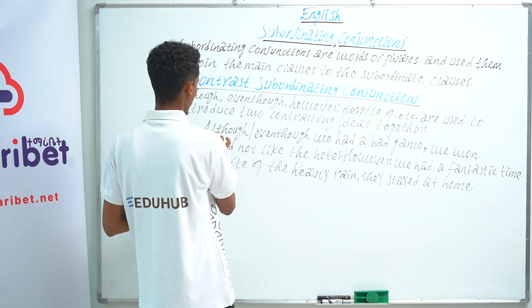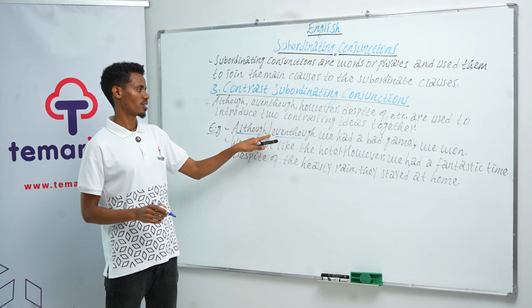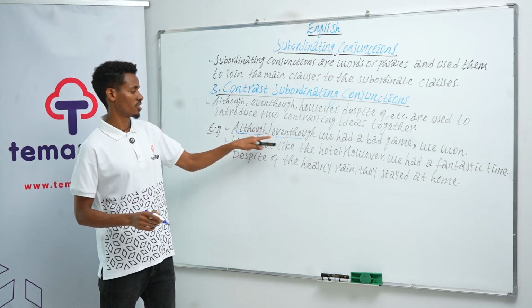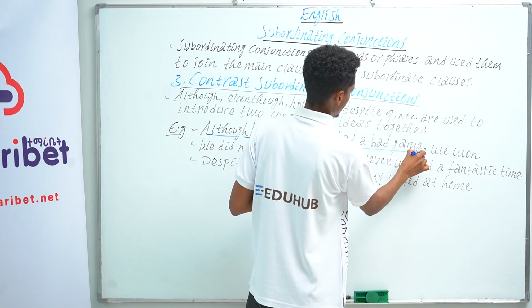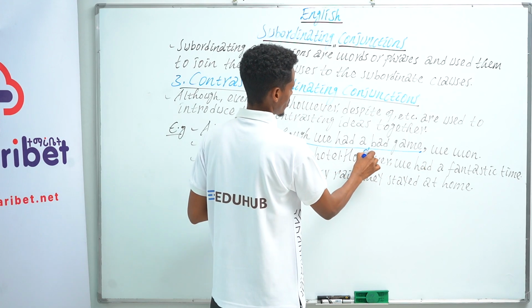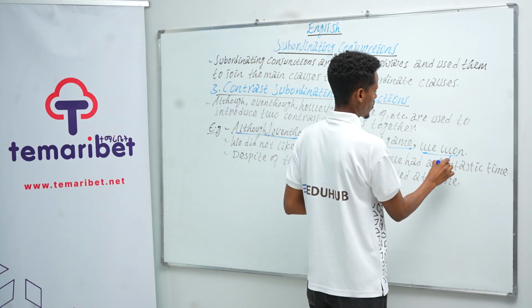Here, start from although and even though. These are contrasting subordinating conjunctions. So start from although and even though up to the comma. This one is the dependent clause. And then the next one is the independent clause.